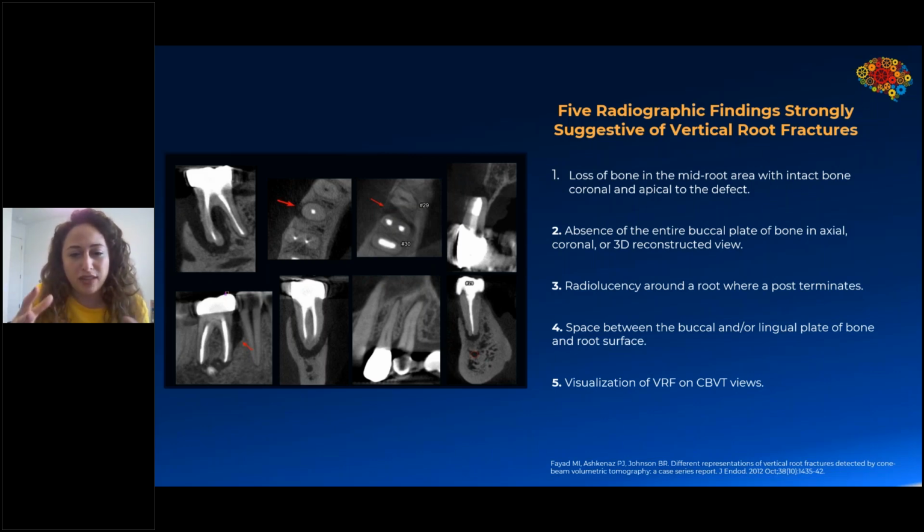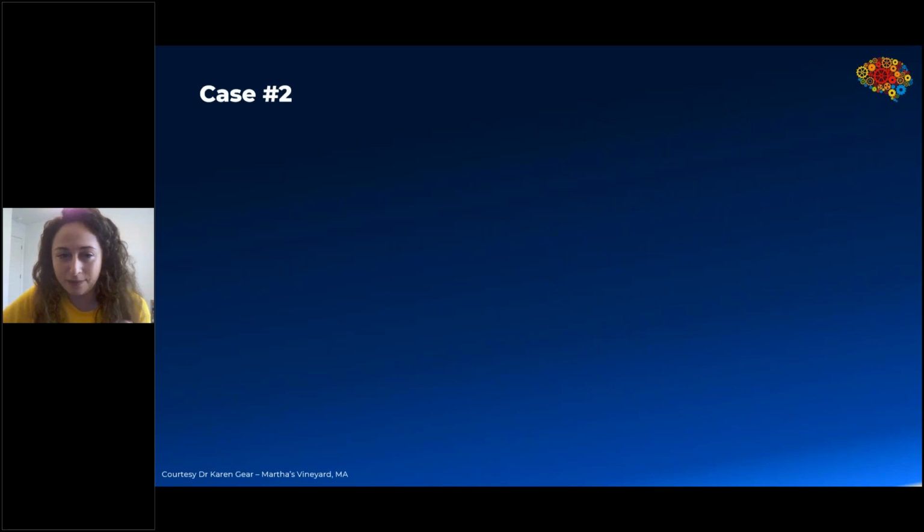And there's no rule as to say, oh, you can only see 1 of these findings, or you need 3 of these findings, or you need 1, 4, and 5 to actually say there's a fracture. We can't really decide that ahead of time, but in theory, any one of these findings can be suggestive of a fracture. You always need to correlate it with your clinical findings as well. Cone beam is never meant to replace your clinical evaluation. It's just meant to complement it.